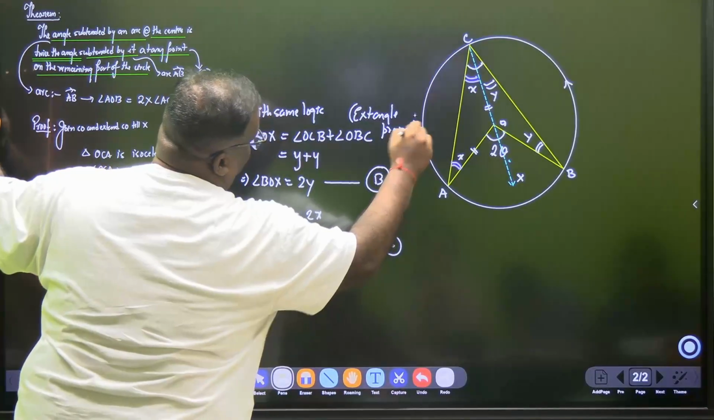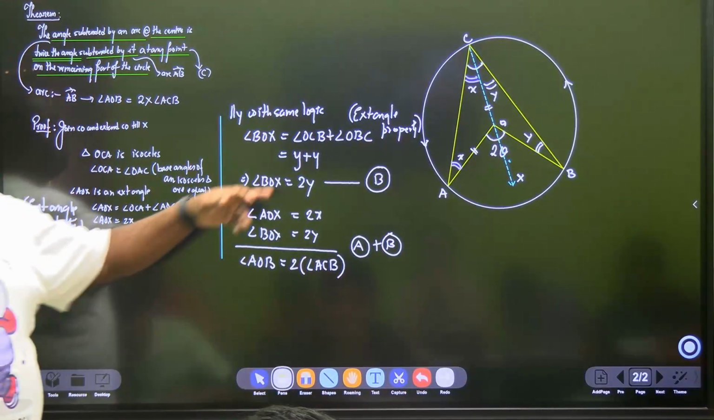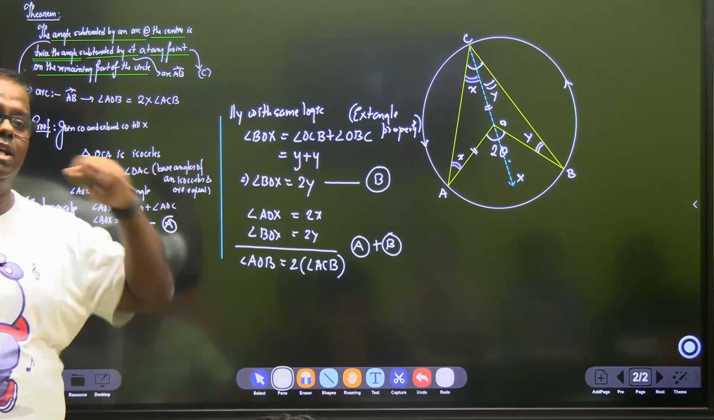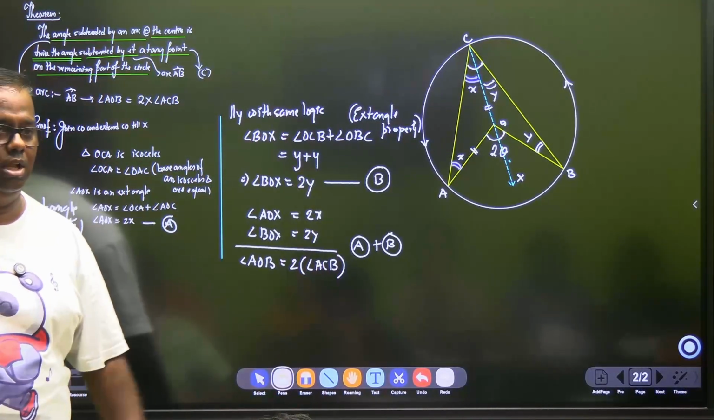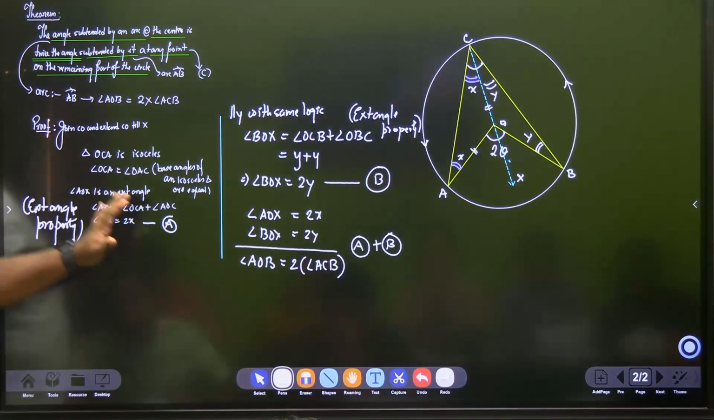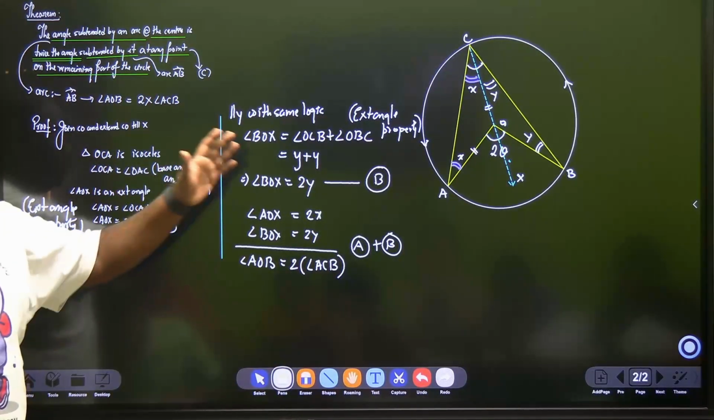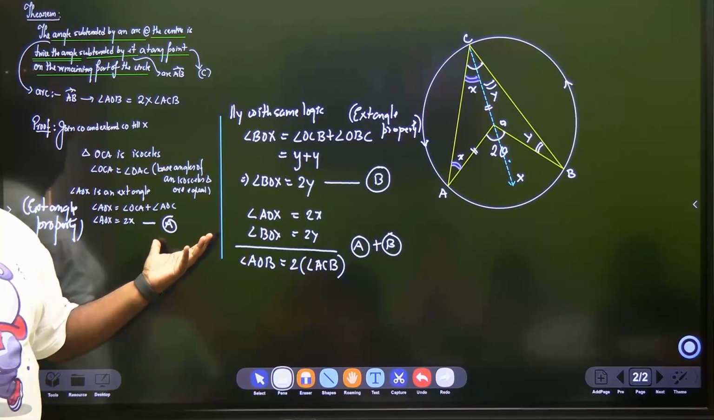What did we start with? We started with a theorem which says the angle subtended by an arc at the center is twice the angle subtended by the arc at any point on the remaining part of the circle. And this is how we prove it. Anything that is not clear on the theorem, its understanding and the proof of the theorem?